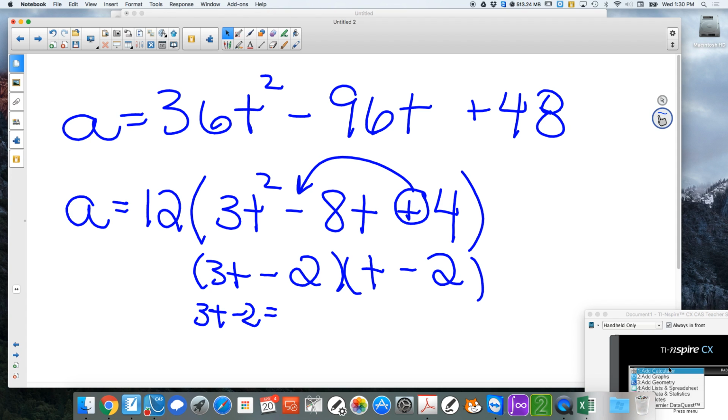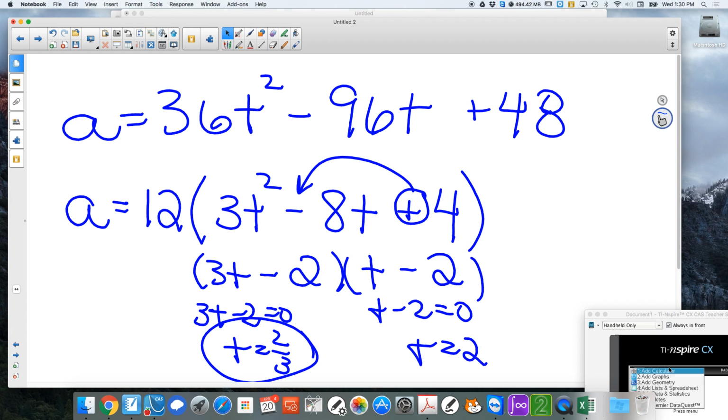So set those equal to 0. 3t minus 2 equals 0. t minus 2 equals 0. That gives t equals 2/3 and t equals 2. So that's where the acceleration is 0. But what do they want me to find when the acceleration is 0? Velocity. So Tristan, what am I going to do with that 2/3?